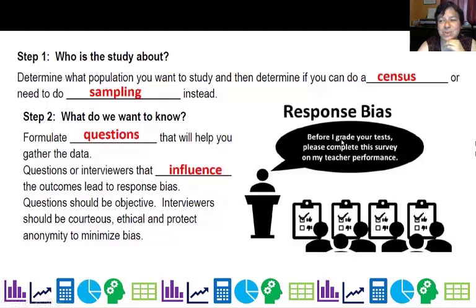So I made this little cartoon here. Before I grade your tests, please complete this survey on my teacher performance. And they all check thumbs up. Why is that? Well, they don't want the teacher to be upset while he's grading their tests. Questions should be objective. You can also do leading questions that can give you response bias. And remember that interviewers should always be courteous, ethical, and protect the anonymity or privacy. That helps minimize bias as well.